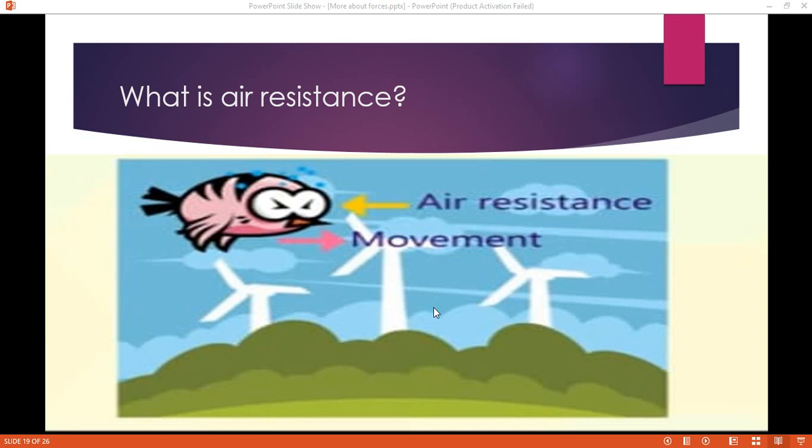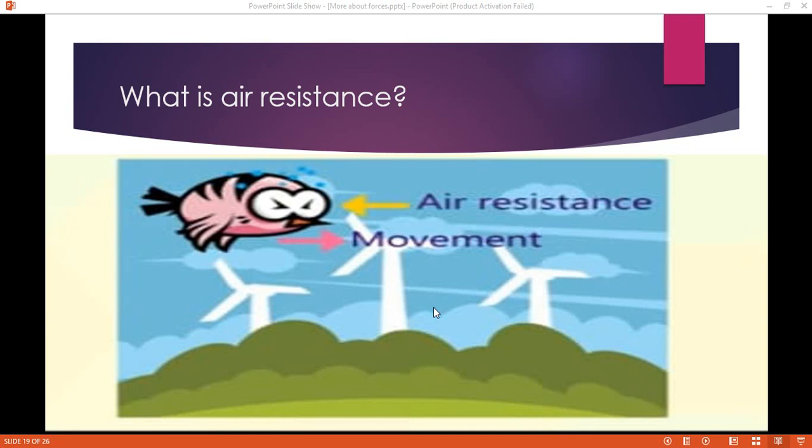Today I'm gonna talk about air resistance. What is air resistance? Air resistance, also called drag, is a frictional force that air pushes against a moving object. So, air resistance is a type of friction force that air pushes against a moving object.